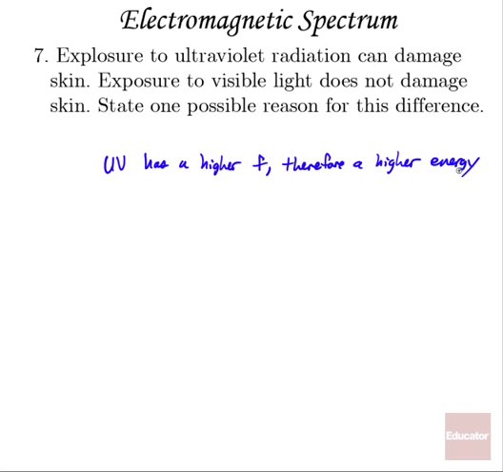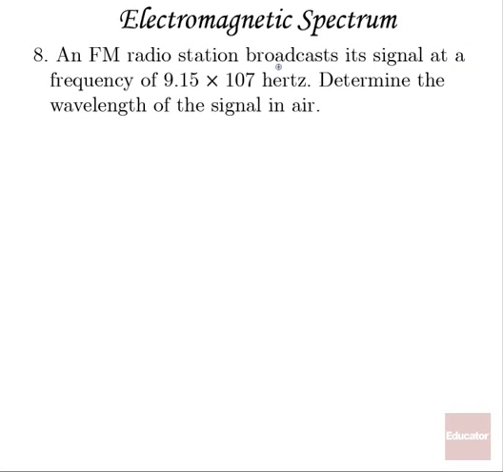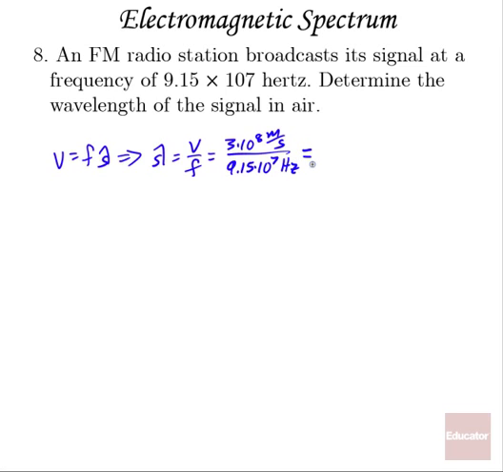All right, moving on to number 8. An FM radio station broadcasts its signal at a frequency of 9.15 times 10 to the 7th hertz. Determine the wavelength of this signal in air. Well, if v equals f lambda, then our wavelength, lambda, equals velocity over frequency, which is 3 times 10 to the 8th meters per second, because it's in air, divided by our frequency, 9.15 times 10 to the 7th hertz, is going to give me a wavelength of right around 3.28 meters.